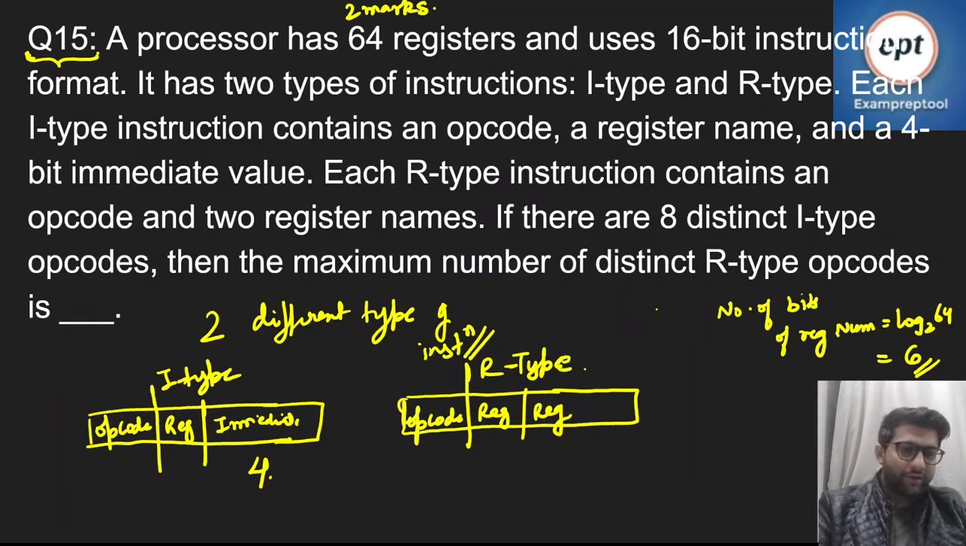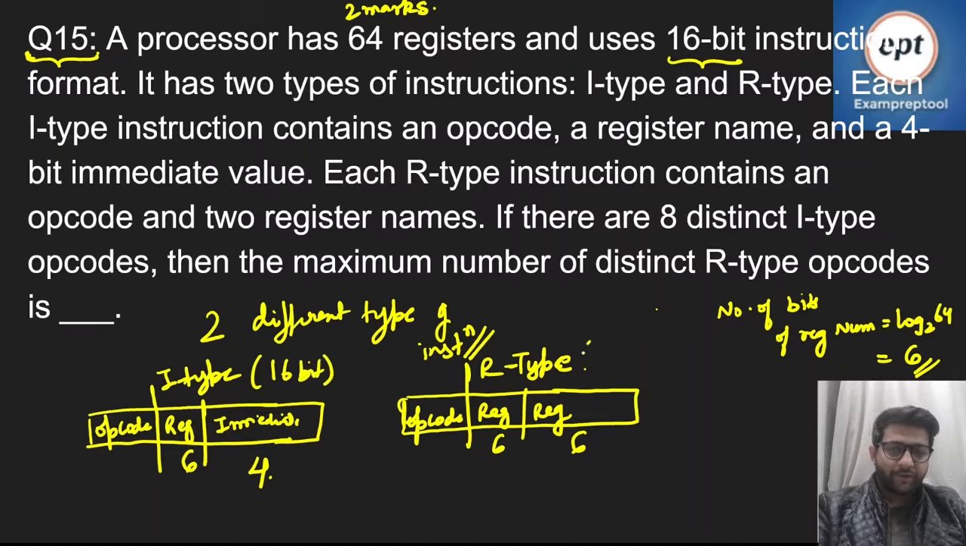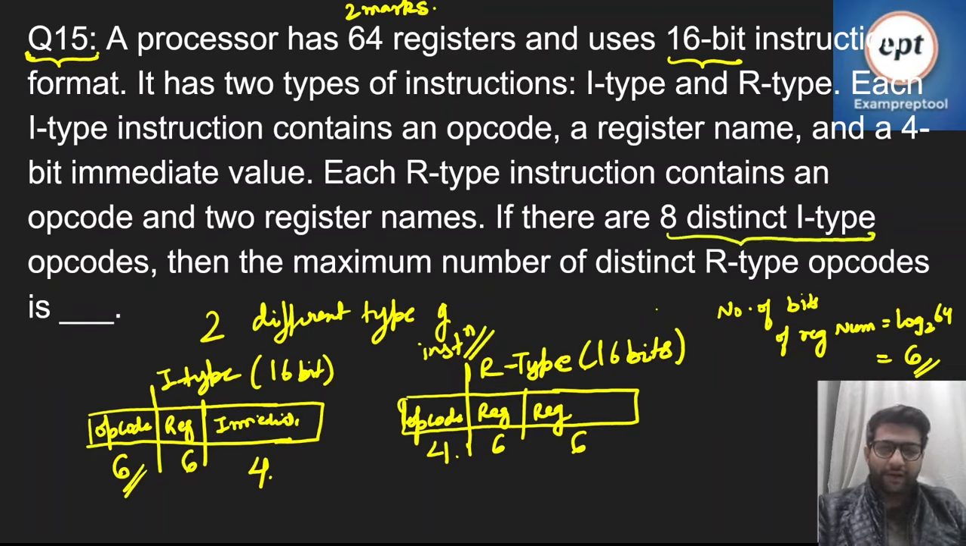We have already calculated the number of bits for register number. Register name is 6. So 6 here, 6 here, and 6 here, right? Now the instruction length was given as 16 bits. So this was also 16 bits, and this was also 16 bits. So the size of the opcode for R type instructions will be 16 minus 12, which is 4. And the length of the opcode for I type instructions will be 16 minus 10, which is 6, right? Now it is given that there are 8 distinct I type opcodes. So different types of opcodes of I type is 8. Then the maximum number of distinct R type opcodes is asked.